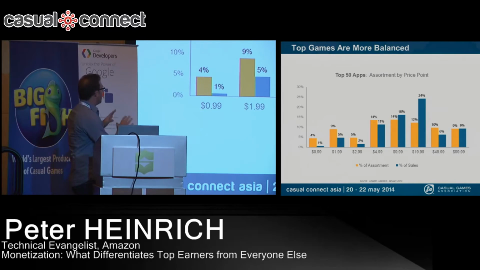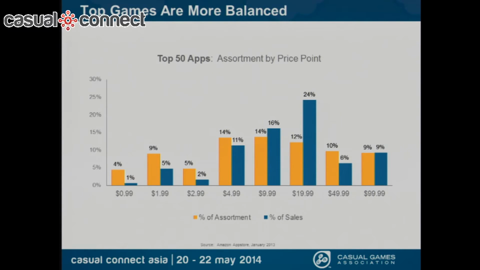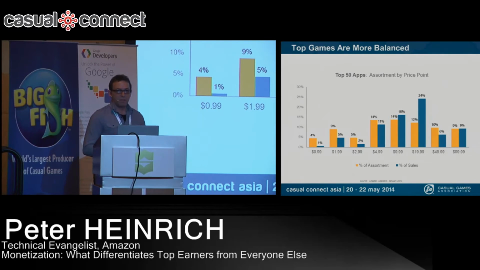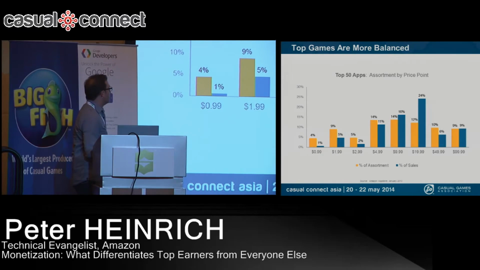And what you might notice right away is that the delta now between the orange and the blue is much smaller for the top 50. And what this tells us is that the top 50 are doing a much better job at balancing the availability of the higher priced items.